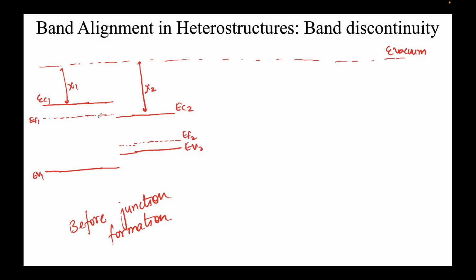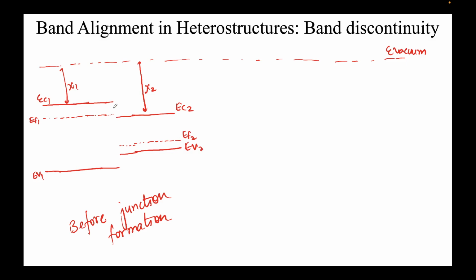So what's going to happen is that this side on the left has to come down, and on the right side has to go up. But again, please remember, in the bulk EF1 will remain close to EV on the right side, and EF will remain close to EC on the left side. So in the bulk on both sides, the situation will not change, just like we had in the PN junction, right?